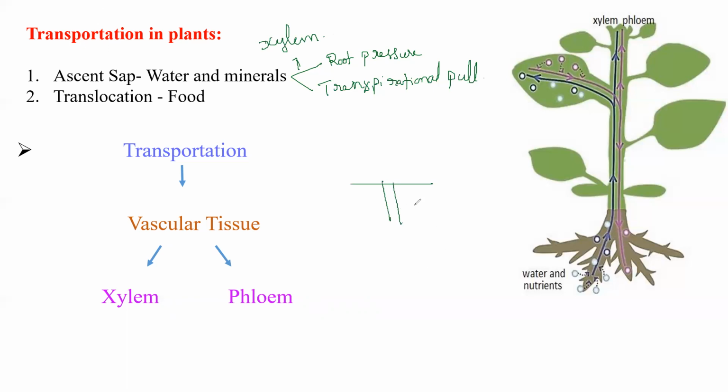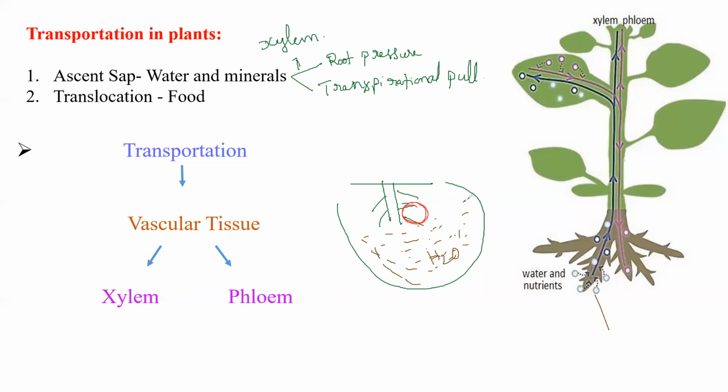If we take a root, on the root there is the root hair. Around that, you can take the soil. In the soil, there are water molecules, H2O. Now see, generally root hair absorbs the water.